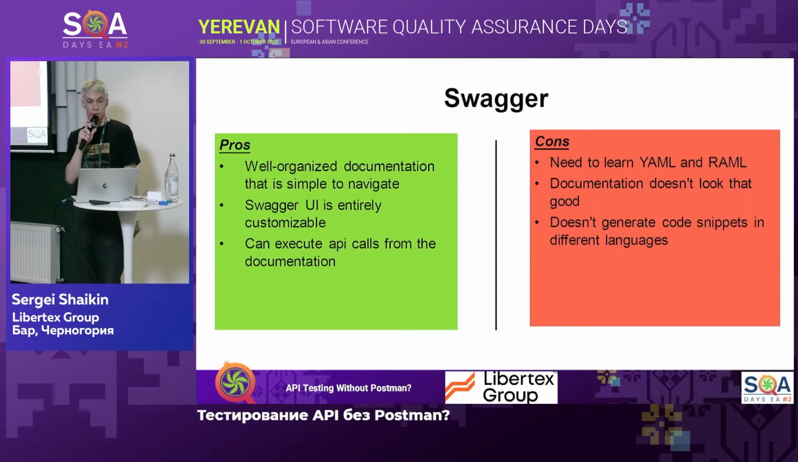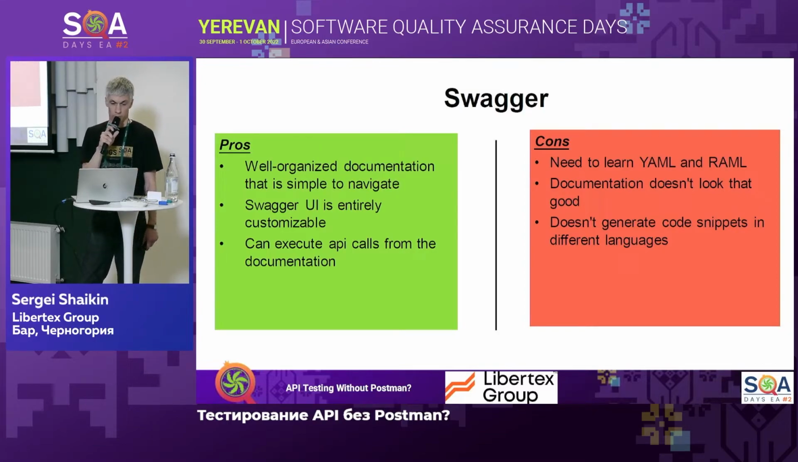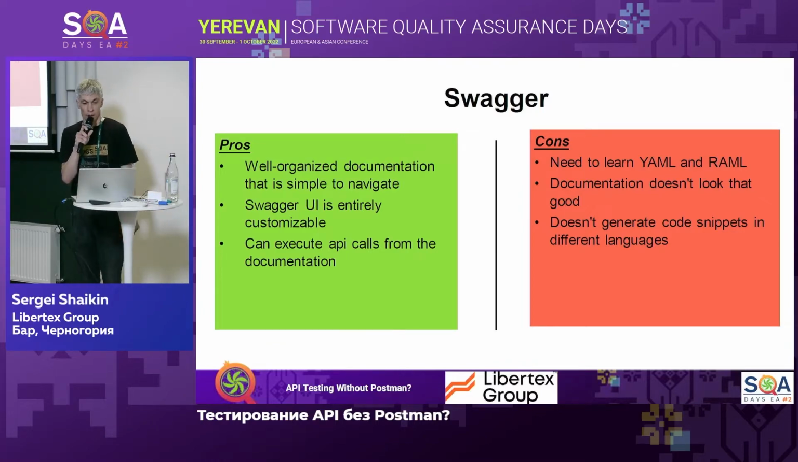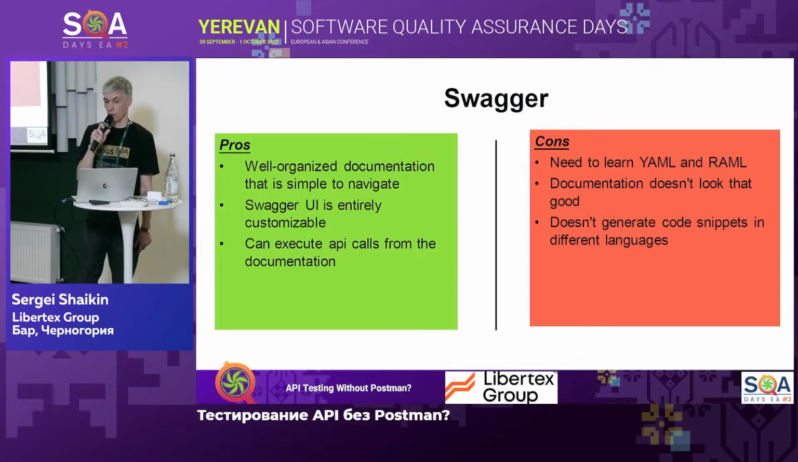Well-organized documentation is a plus for this instrument. Swagger UI is entirely customizable, and I guess it's more for developers than testers, because you need to learn YAML and RAML language. Documentation doesn't look so good, and you can also generate code snippets in different languages.